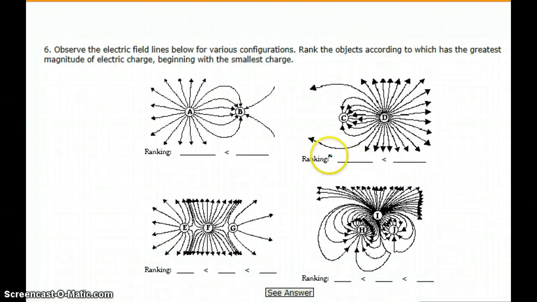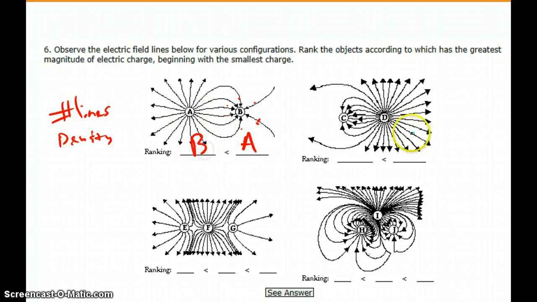Okay, now this one we're looking at comparing the relative strength just of the charge on each object. And again, now you just want to look for the number of lines or the amount of lines in a space, so the line density. Okay, this one, if you count the number of lines, there's a lot less here, about twice or half as much. So that indicates that A is stronger, so A is greater than B.